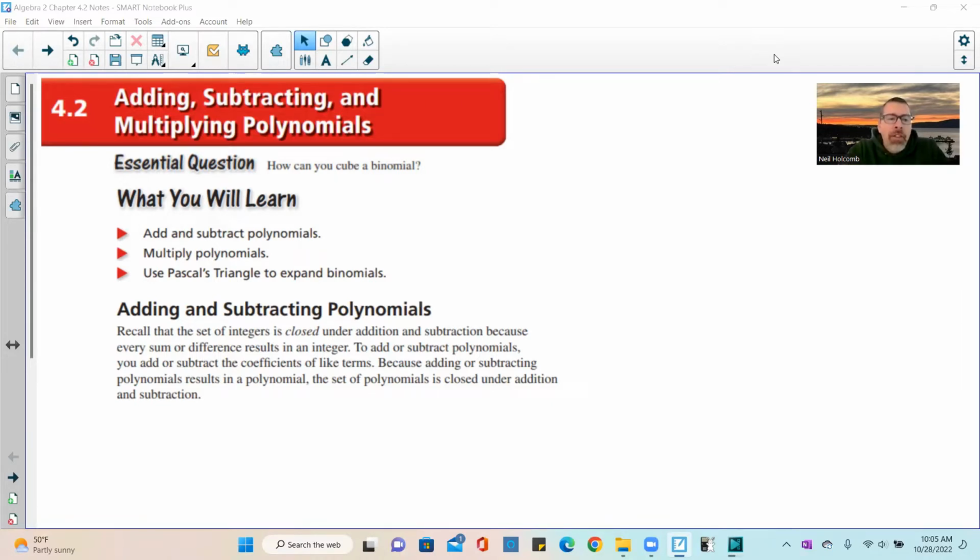Pascal was a mathematician, and he identified a pattern in this, and it's called his triangle. So adding and subtracting polynomials.